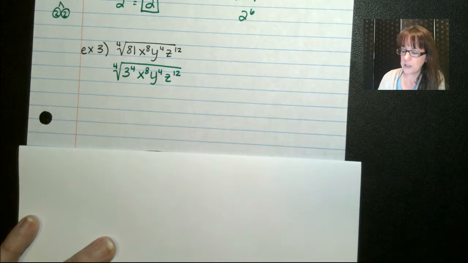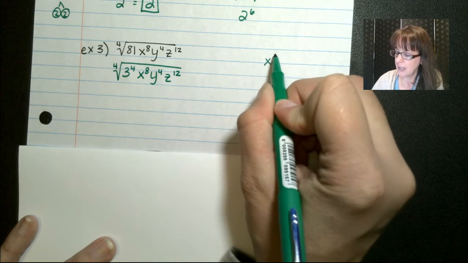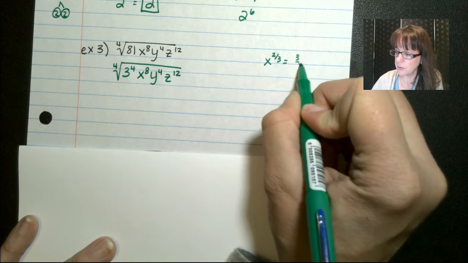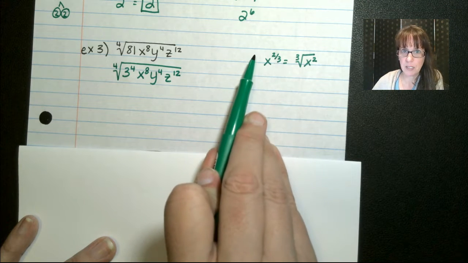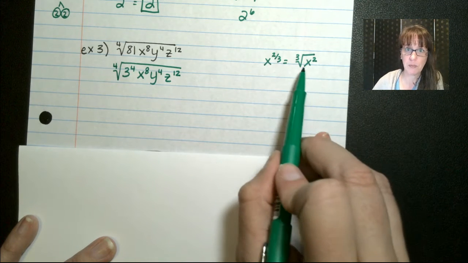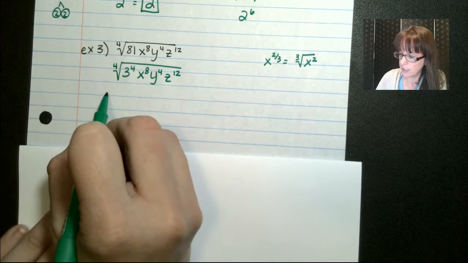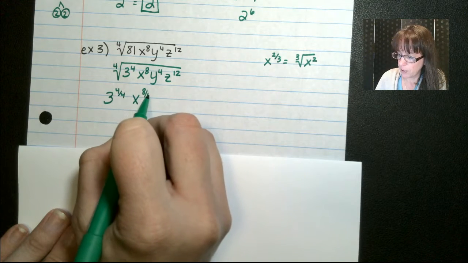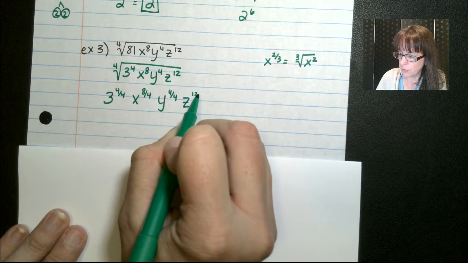Now, just a little bit of a reminder here. Remember, if we have something like x to the 2/3 power, that's the same as the cube root of x squared. So we take this number that's on the bottom and we boot it to the front, or alternatively, we take the number that's in the front here and we boot it to the back. So that's what we're going to be doing here. We have 3 to the 4 over 4, x to the 8 over 4, y to the 4 over 4, and z to the 12 over 4.